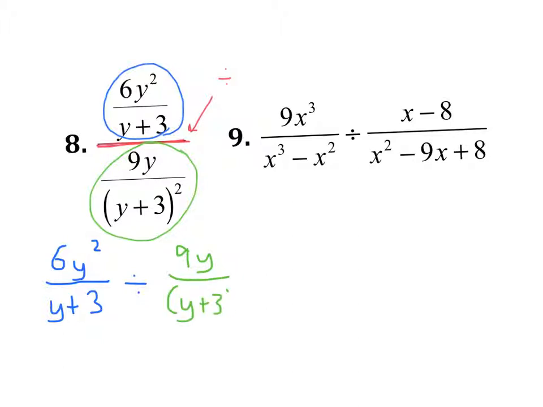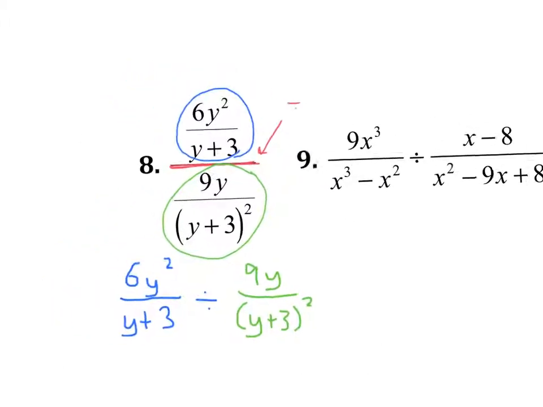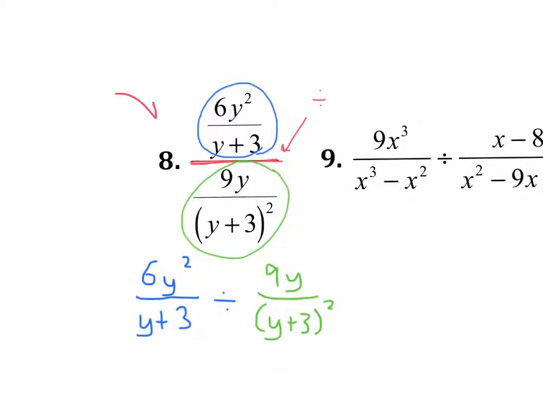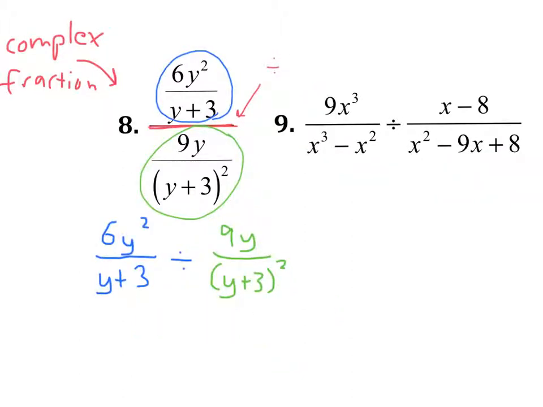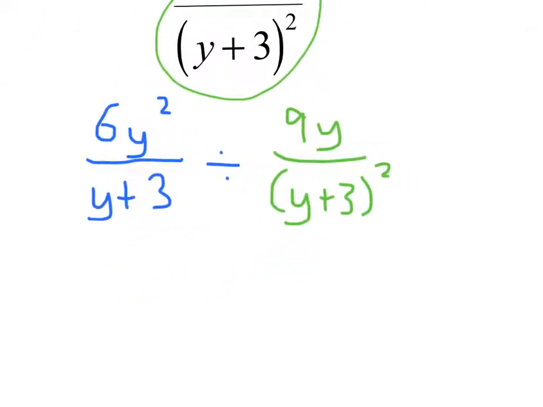So this whole unit is called a complex fraction. Not because it has complex numbers in it, because it doesn't. It's called a complex fraction because it's more complicated than you're used to. Okay, so now that we have rewritten this in division form, all we have to do is KFC.